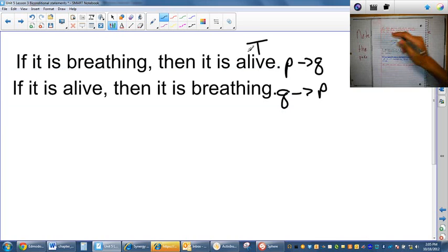All right. Can someone come up with a counterexample for if it is alive, then it is breathing? No. It's dead, it's not breathing. Right, which would be the what? That would be the contrapositive, right? If it is dead, then it is not breathing. And that would be a true statement as well, right? So we have two true statements here.